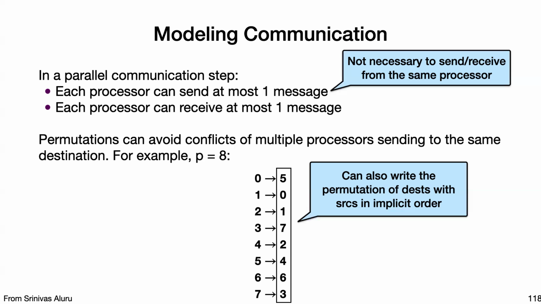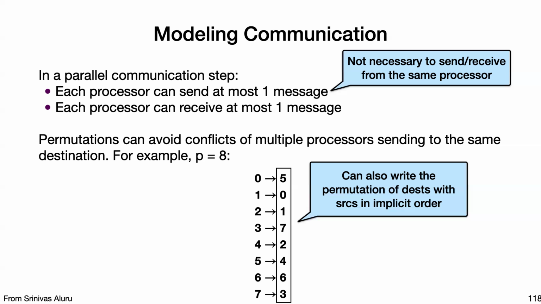More formally, in every time step, each processor can send at most 1 message, and each processor can receive at most 1 message. So if 2 processors are sending to the same destination, then it has to process those 2 messages in 2 time steps. To avoid conflicts, where 2 processors are sending to the same processor, we have permutations: you have n processors and you shuffle the destination processors so that everybody is sending to a different processor.